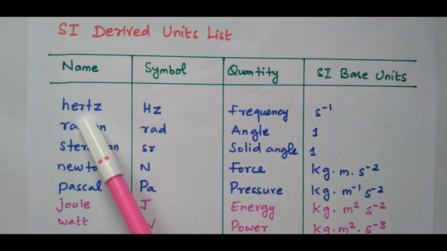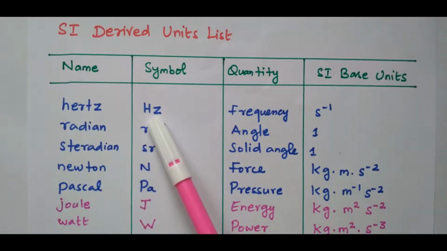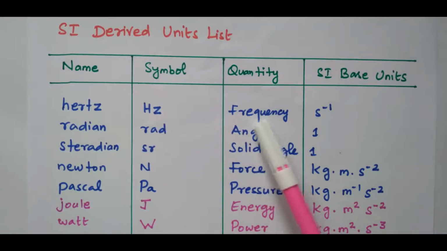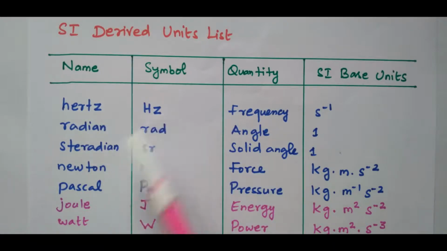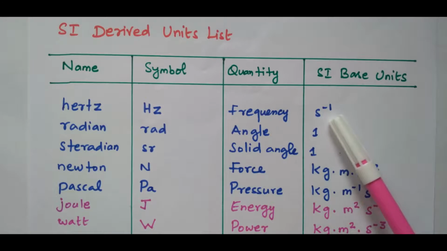The first one is hertz. The symbol is Hz. What is the quantity? Frequency. The frequency is measured in the unit hertz. It is represented by Hz. What is that in base units? S power minus 1.